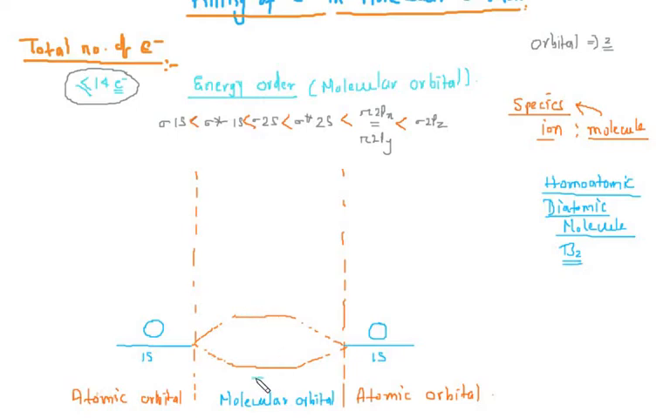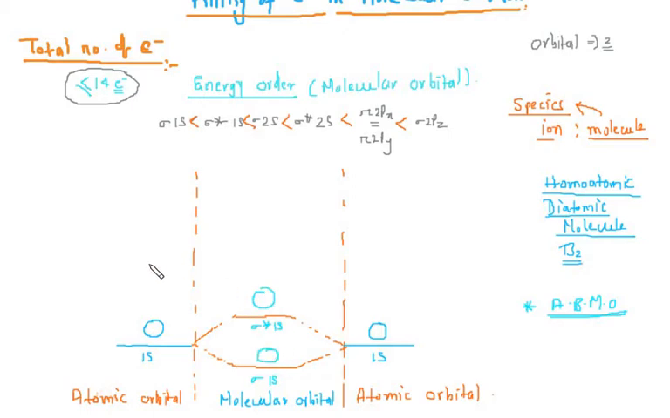So this one is sigma 1s, and this one is sigma asterisk 1s. This one is anti-bonding molecular orbital. Here the asterisk is mainly used for representing anti-bonding molecular orbital. Okay, anti-bonding molecular orbital. So this one is the one, and this is the another one.